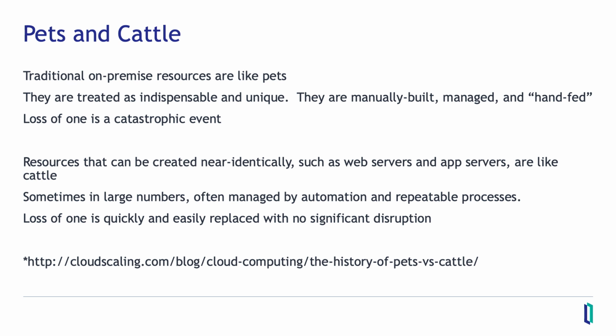So with resources that can be created near identically, like web servers and app servers, these are more like cattle. These are like commodity type of devices and commodity type of applications. So sometimes they're deployed in large numbers. They're often managed by automation and repeatable processes. And when you lose one, it's not a big deal. You can simply replace it easily without any significant disruption.